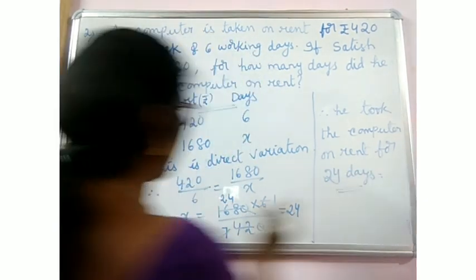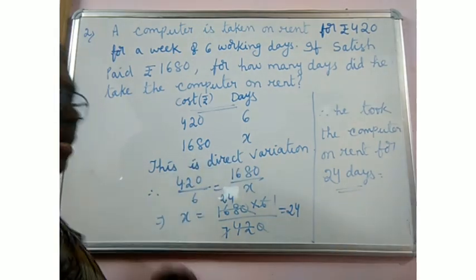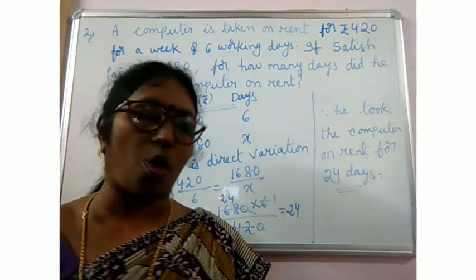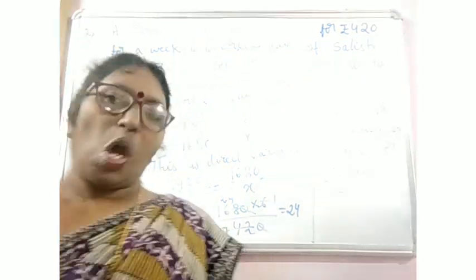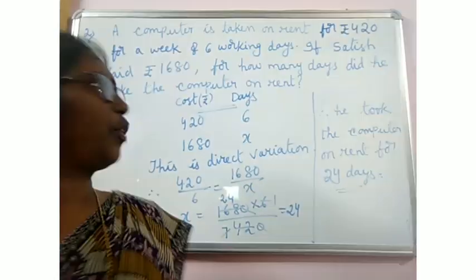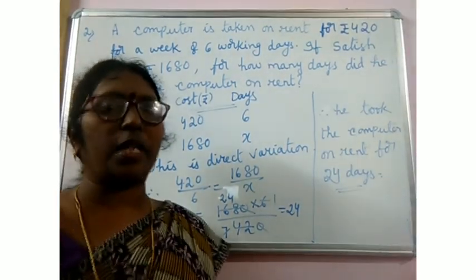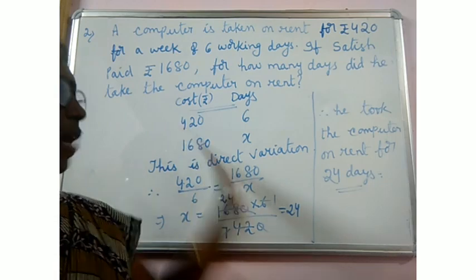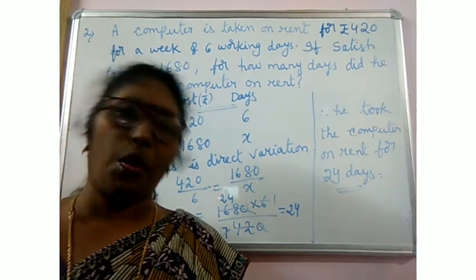So the important thing you have to think is whether it is direct variation or inverse variation. The question is based on direct variation or inverse variation, that you have to see. And accordingly you can solve. So if you do it this way, it will be very easy for you to solve.